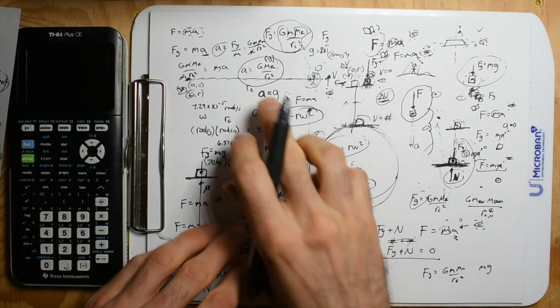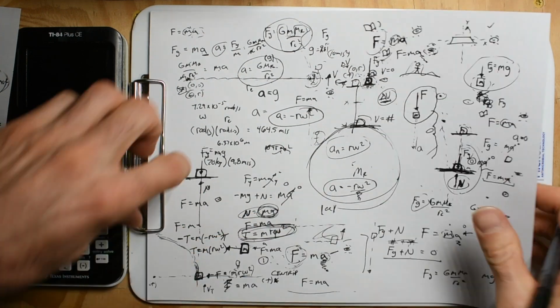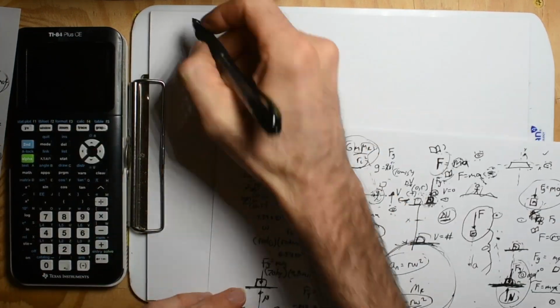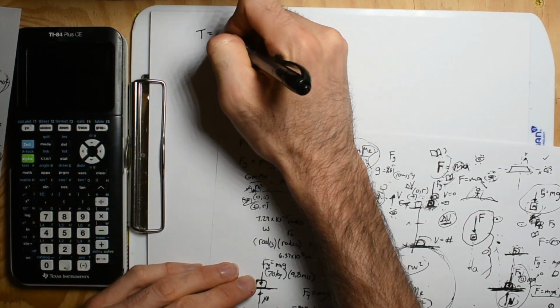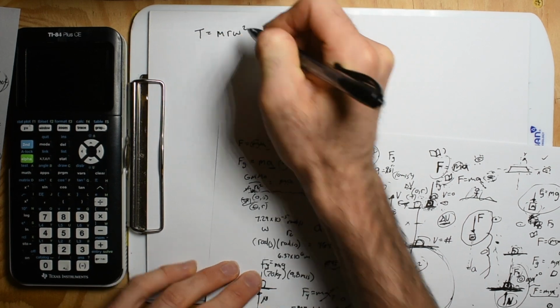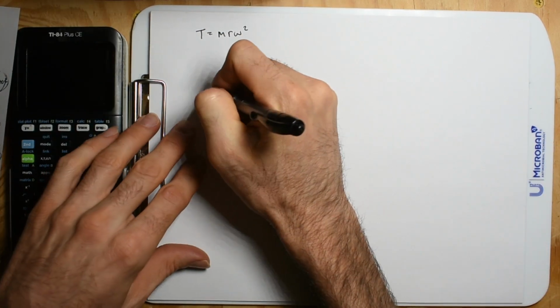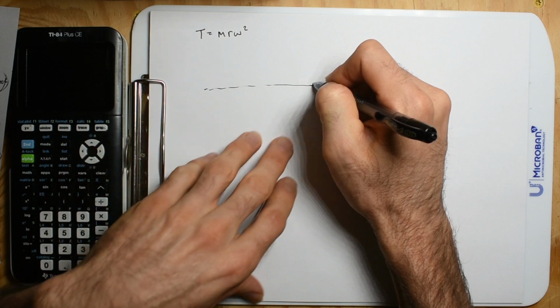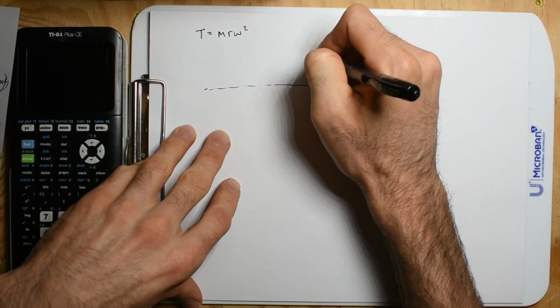Alright, so I think we need to finish this string problem. And then, let's just write this down. Tension is equal to mass r omega squared, because I think this will probably be very similar to the equation that we'll be using for our problem.